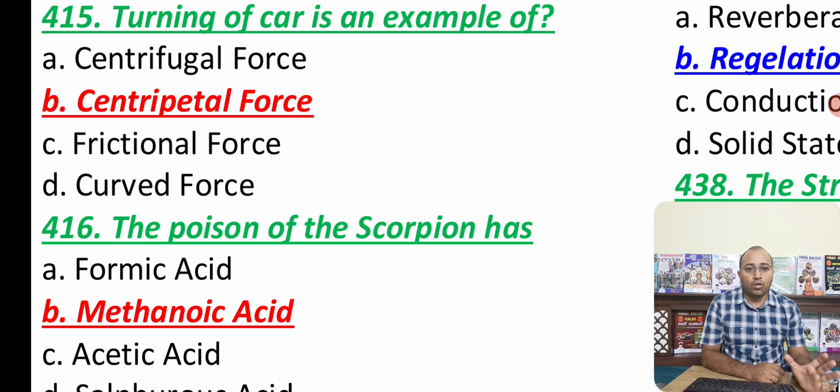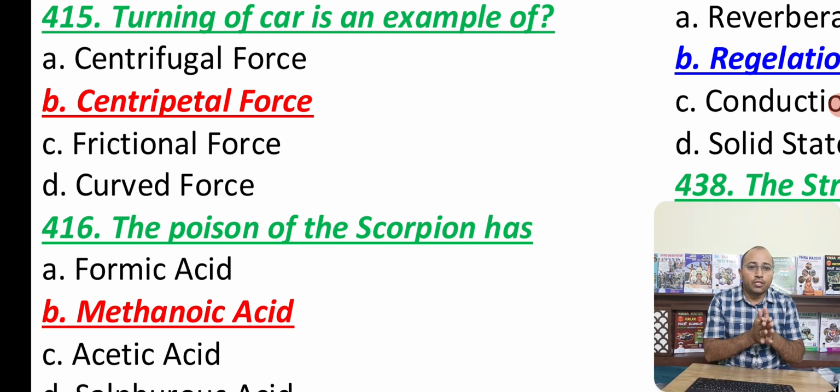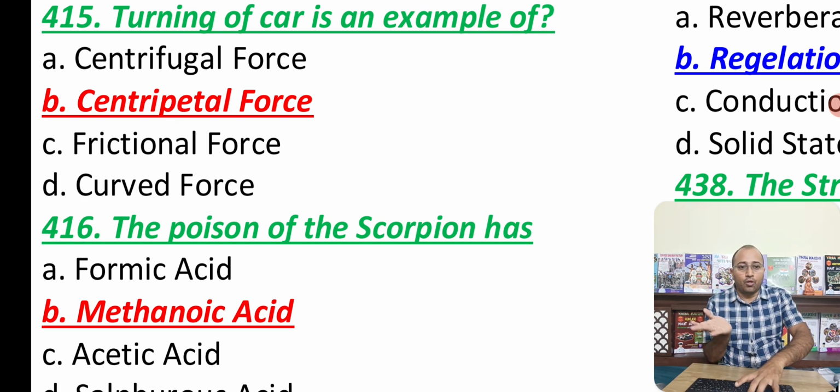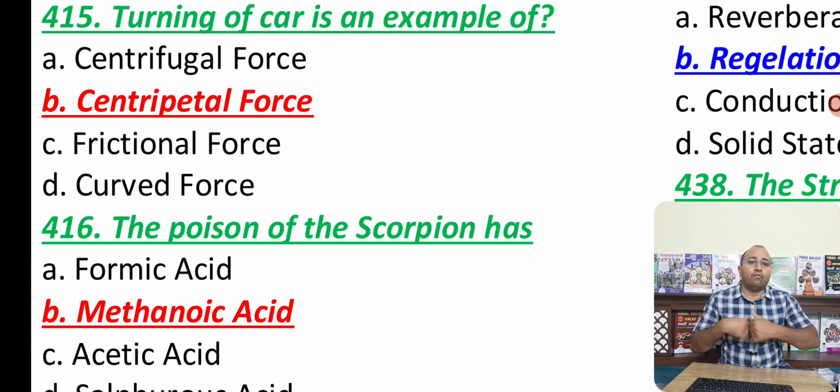As usual, planets revolving around the Sun is also an example of centripetal force. Centrifugal force, we know about churning of milk, and we have a washing machine also. And we know frictional force. If I am putting something on it, it is like frictional force. Without frictional force on the Earth, everything would be flying.